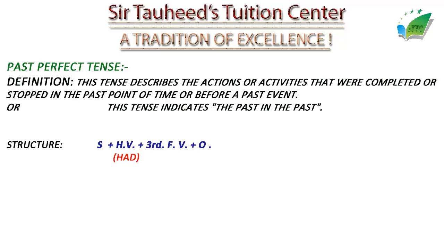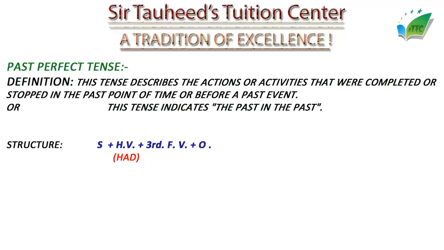Now let's have a look at its structure. There are around 4 basic elements in this structure. The first element is subject. Subject means the doer of anything. Usually it is a kind of person like I, you, we, he, she, or something like this.